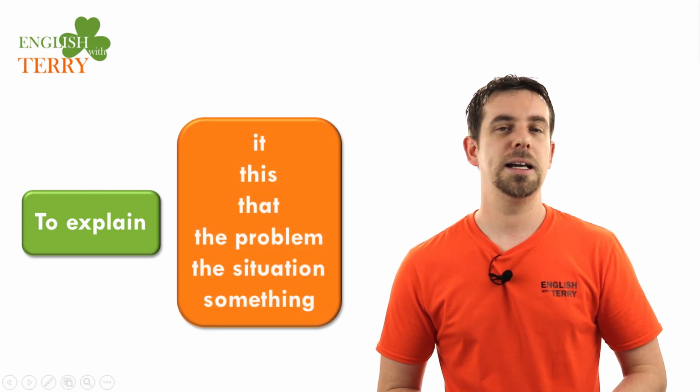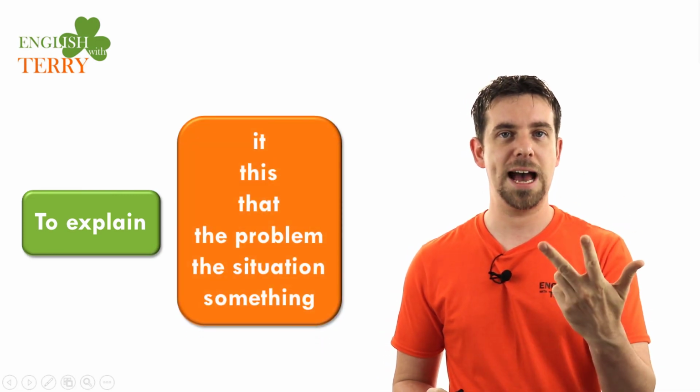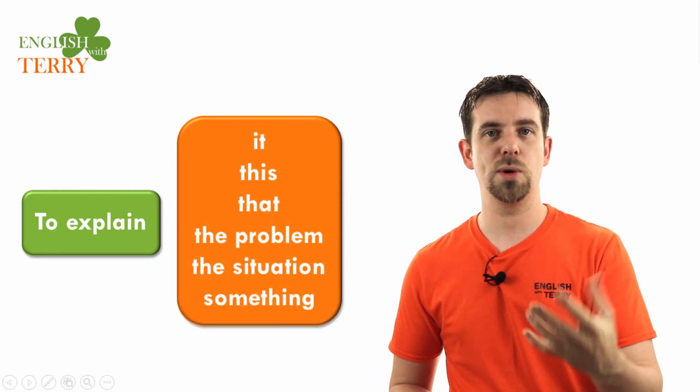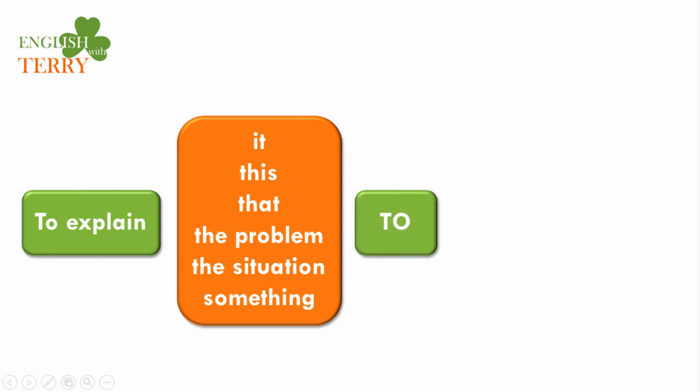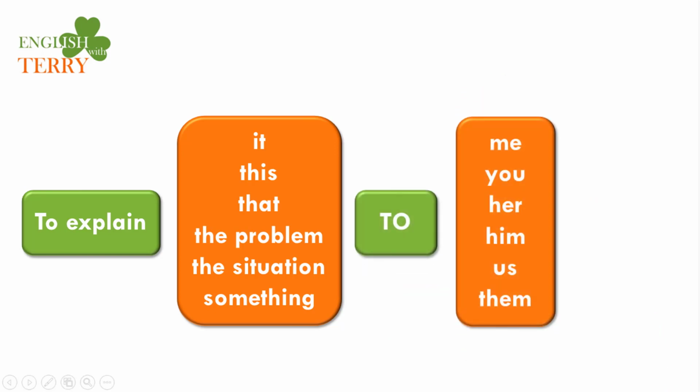So just to be clear, we would have to explain it, this, that, the problem, the situation, something, to, and then the person, right? "Can you explain this to me?" But we don't say "can you explain me", or "can you explain her", or "explain them", right? You must have "to" between "explain" and the person.